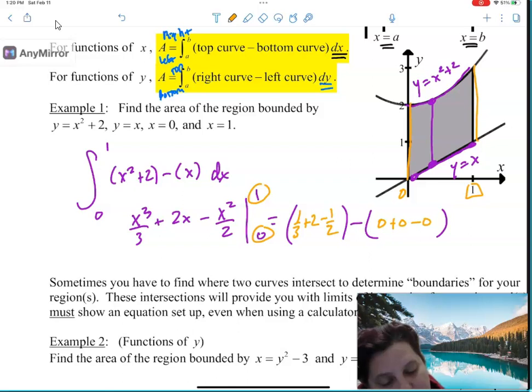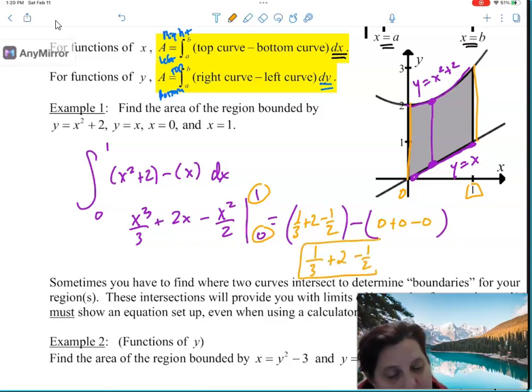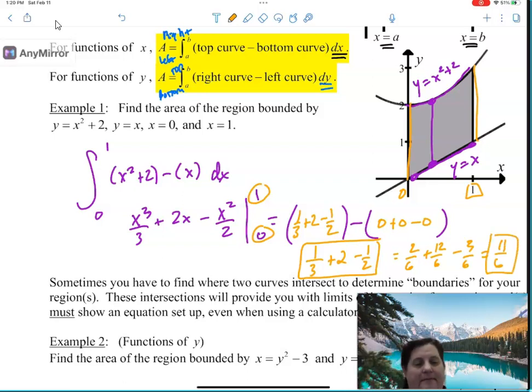On a free response, I would just answer it like this. If it was multiple choice, let me get a common denominator of 6. So that's 2/6, 12/6, minus 3/6, so that would be 11/6, and that would be my area. So the area of this shaded region right here is 11/6.